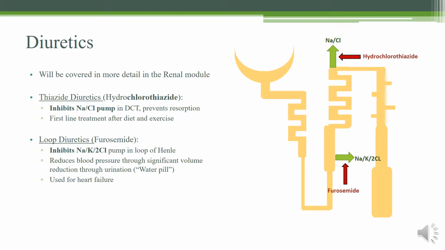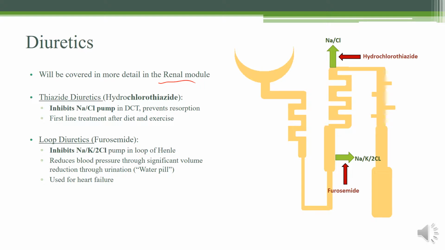Diuretics are an effective way to reduce hypertension. As we've talked about before, one of the ways that we can reduce hypertension is just reducing the amount of blood that is exerting the pressure. And this will be covered in much more detail in the renal module, but as of now we're just going to learn a couple of important diuretics for the cardiology module.